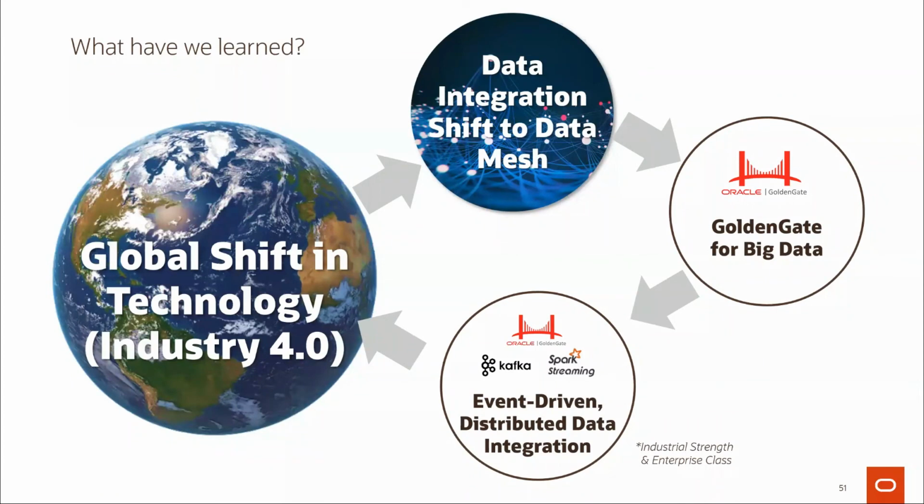And that leads us through what we just spoke about at the end of the presentation, where we have Apache Kafka and Apache Spark Streaming working in combination with the GoldenGate technologies, not just for replication, but for stream processing. And this kind of leads us back to this observation that we can create today an event-driven distributed data integration platform that's industrial strength and enterprise class. And that's very much what we're focused on building out in the GoldenGate area.